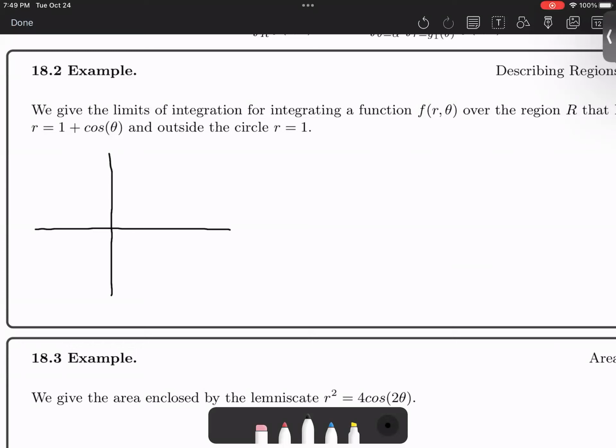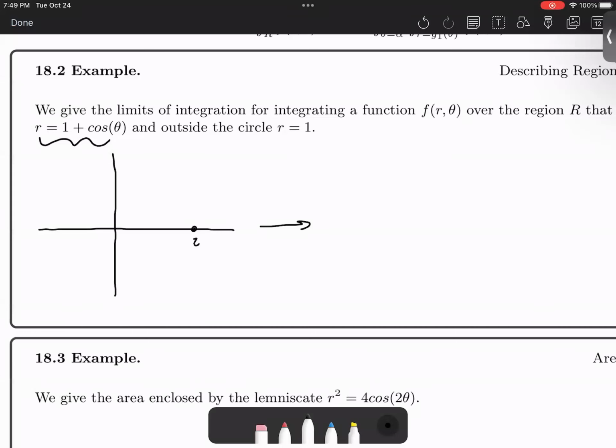So if I think about the cardioid, 1 plus cosine of theta, in this direction, when my theta is equal to 0, my cosine is equal to 1, so I have a value of 2. And then as I rotate around the plane, my cosine values in this region are still positive, but when I hit the angle of pi over 2, my cosine value is 0, so I just get a 1 right there. So it's going to look something like that.